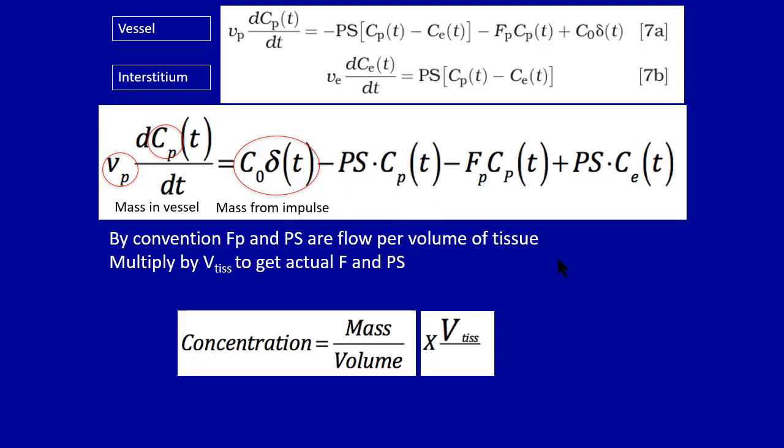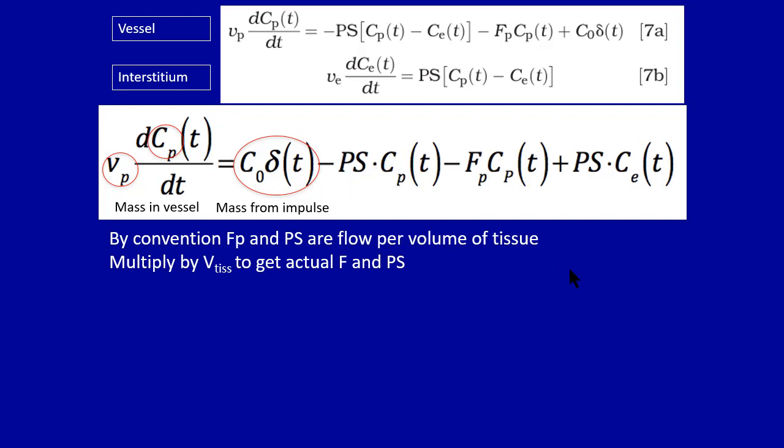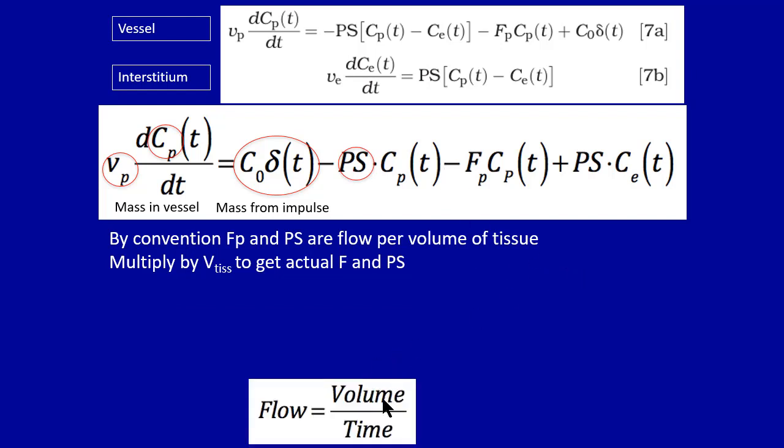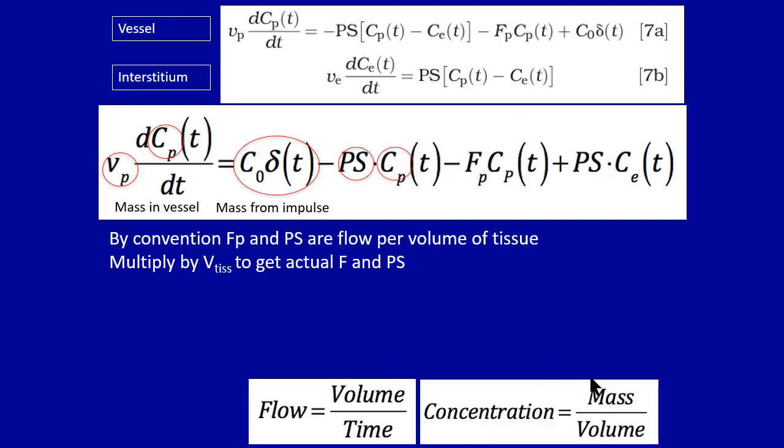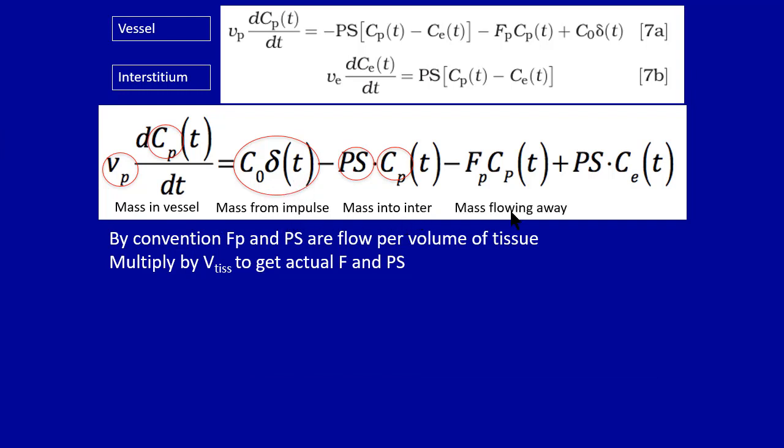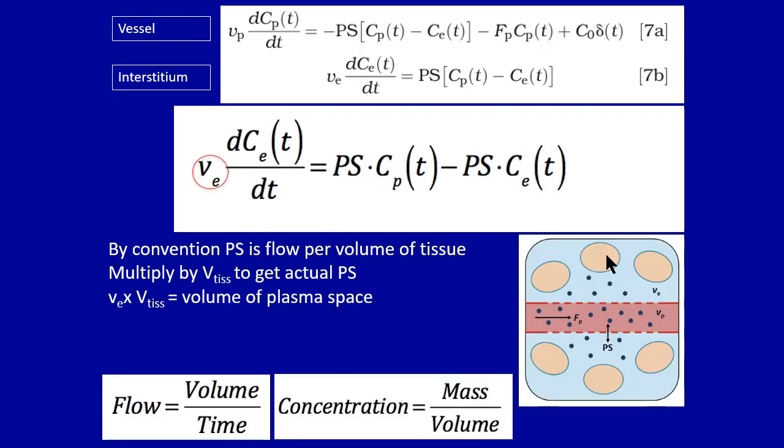So what is permeability surface area product? It's actually a flow across the vessel. So therefore, it's volume divided by time, multiplied by concentration, which is mass divided by volume, cancel, cancel, you get mass divided by time. As you can see, the equations are consistent. The mass in the vessel is due to the mass coming from the impulse, leaking out into the interstitium, flowing away, and mass entering the capillary from the interstitium.